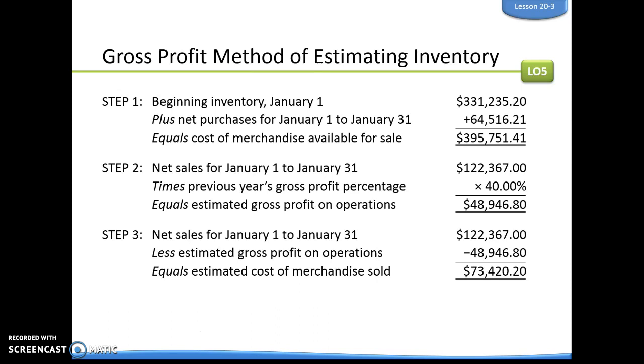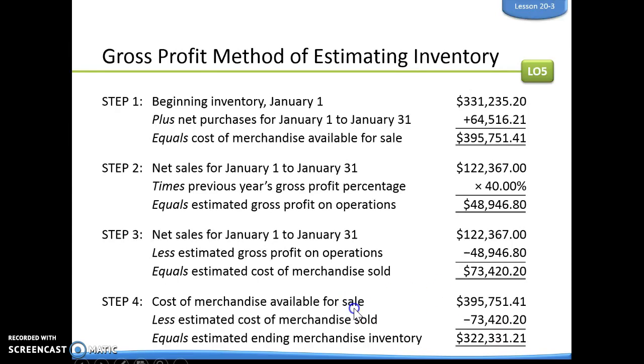We are then going to take our net sales again, so notice it's that same number from here, net sales from January 1st to January 31st, minus our estimated gross profit on operations, which is this number. So the one that we just figured out, we're going to subtract from our net sales. That's going to give us our estimated cost of merchandise sold. And then our last step, step 4, is we're going to take our cost of merchandise available for sale, what we figured out here in step 1, minus our estimated cost of merchandise sold, what we figured out here in step 3, to get our estimated ending merchandise inventory.